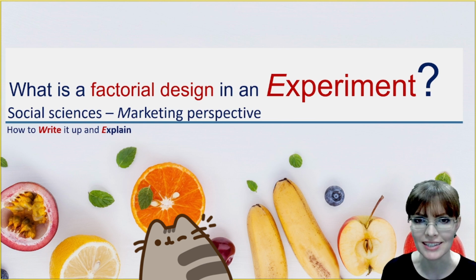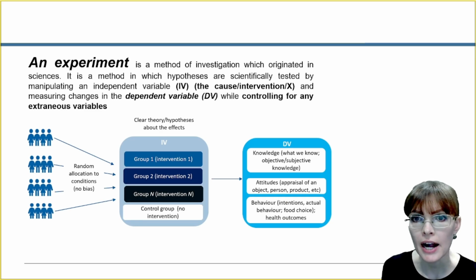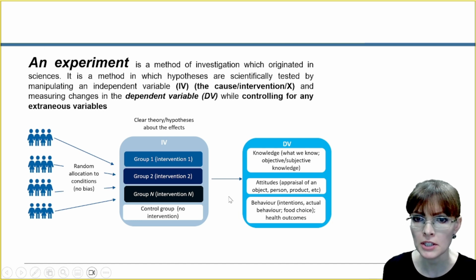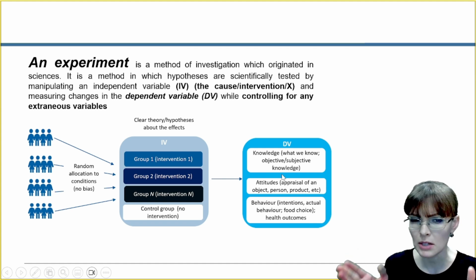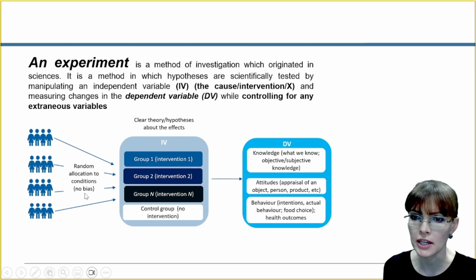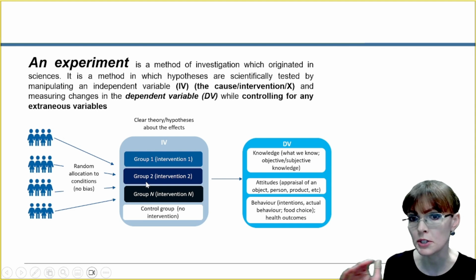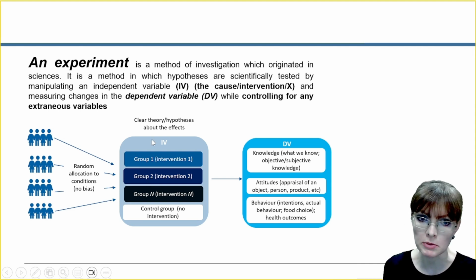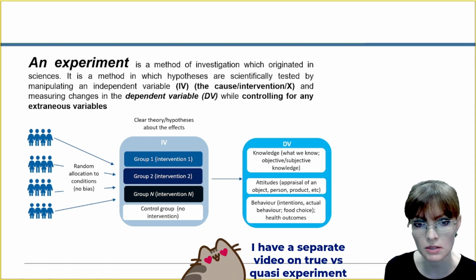Just as a refresher, an experiment is basically a method of investigation in which you vary the levels of your independent variable, just as shown on the screen, in order for you to measure the effects on the dependent variable. In this video, I'll take a perspective of a random allocation of your participants to experimental conditions, which means there should be no researcher bias from the beginning of the experiment. So I am taking the perspective of true versus quasi-experiment.